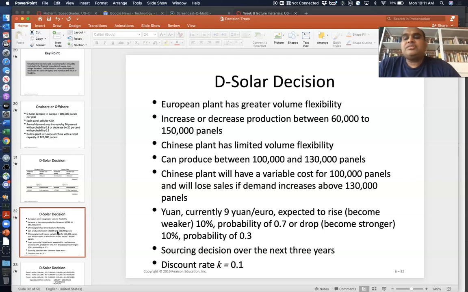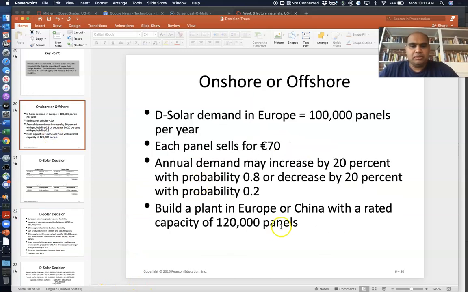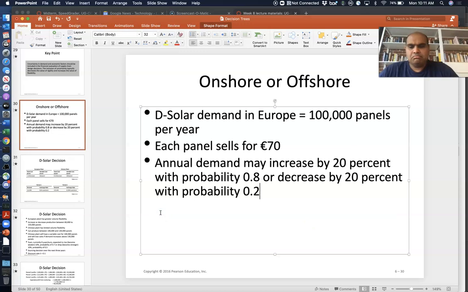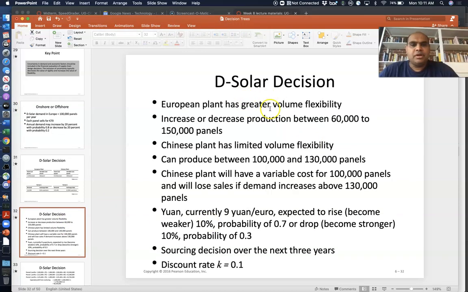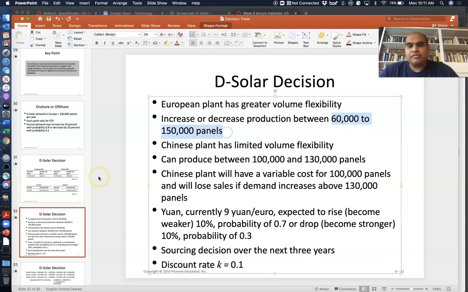Let's assume that this European plant, forget about the fact that we wanted to build a plant with exactly 120,000 capacity. We are saying that the European plant can have greater volume flexibility and can increase or decrease its production between 60,000 and 150,000 panels. So if demand is less than 60,000, you still have to make 60,000 panels. But if demand is more than 150,000, you cannot make more than 150,000 panels.